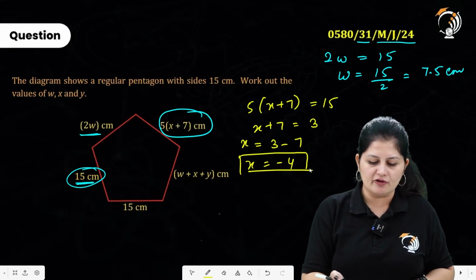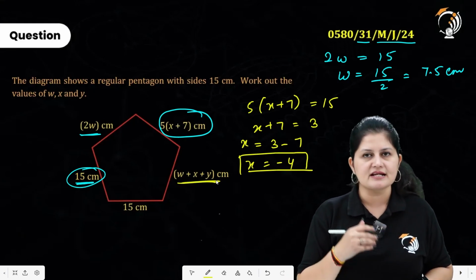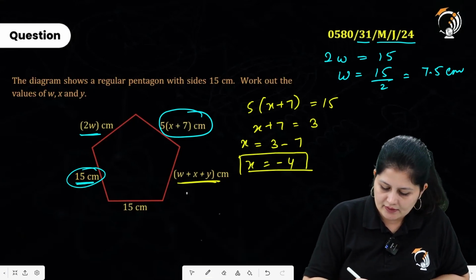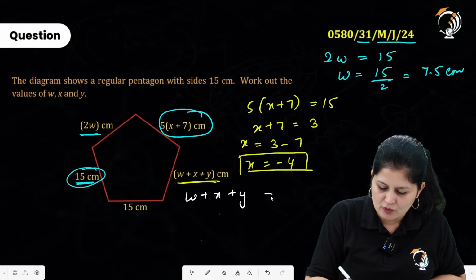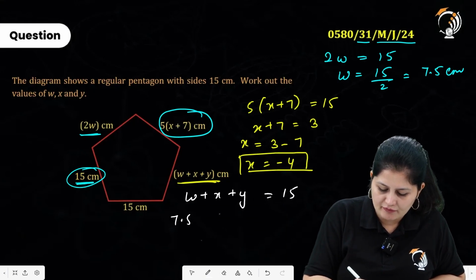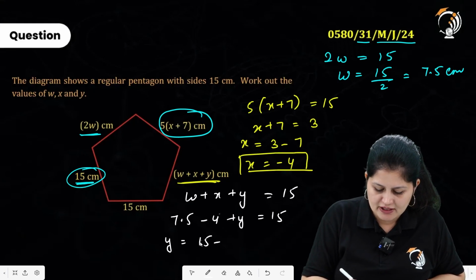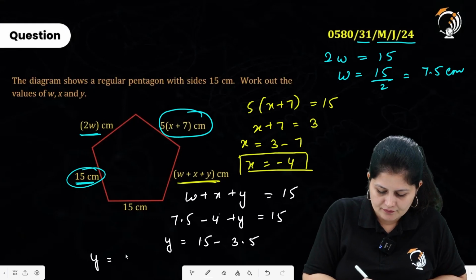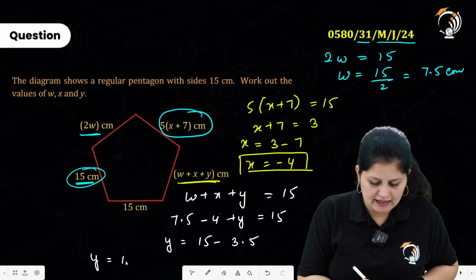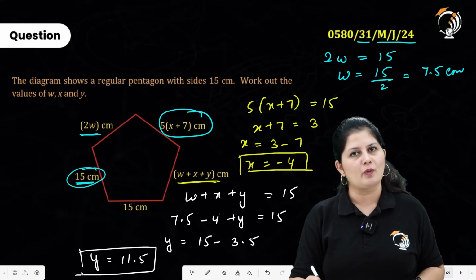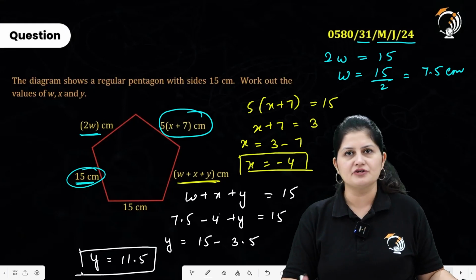Now in order to get the value of y, what we will do, w plus x plus y is equal to 15. The value of w is 7.5. The value of x is minus 4, plus y is equal to 15. So y is equal to 15 minus 3.5. So y is going to be equal to 11.5. These are the values of x, y and w that we have got in the question. Clear? I hope that we have understood this particular question.